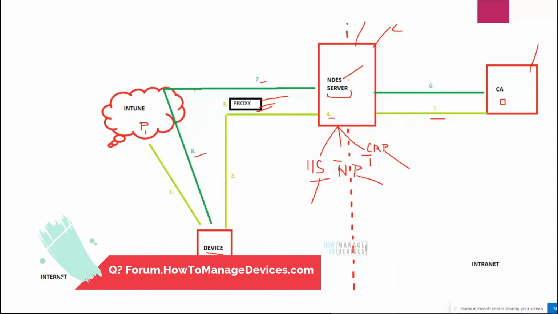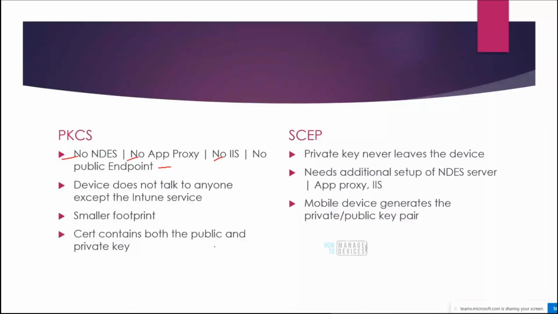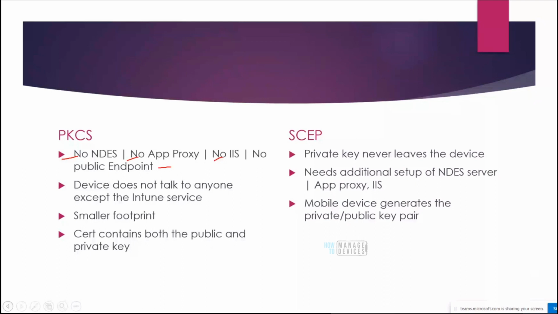Again, we can check in the NDES server log whether the certificate came down or not. Then we can again go to the Intune service and check the deployment status. And then we can check in the device whether the device got it or not. Right? Okay, so we were talking about the differences between PKCS and SCEP.